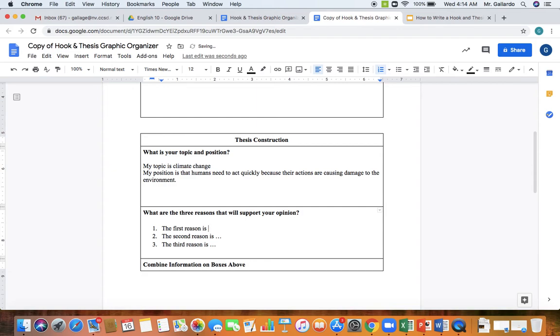Alright, so that's my topic, that's my position, and then my reasons. So I already have this thought out, so this will be very fast for me, but for you may be a little bit longer. So first reason is that temperatures and sea levels are rising. My second reason is that we need to leave a planet for our children. And then the third reason is that we can still take action to save the earth.